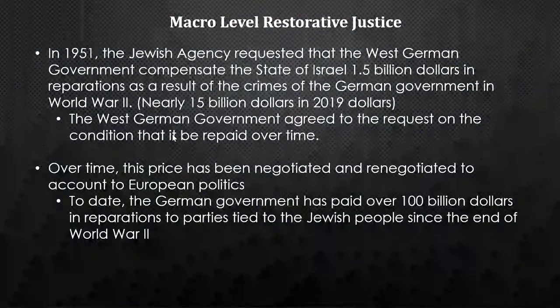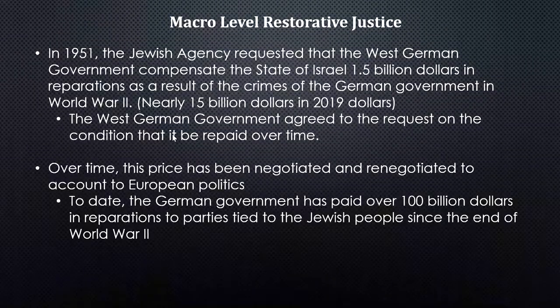In 1951, a group called the Jewish Agency requested that the West German government compensate the State of Israel $1.5 billion in reparations as a result of crimes of the German government during World War II. Remember that in 1951, Germany was divided between East Germany and West Germany. But the West German government would eventually incorporate the East German government after the fall of the Soviet Union and the fall of the Berlin Wall.